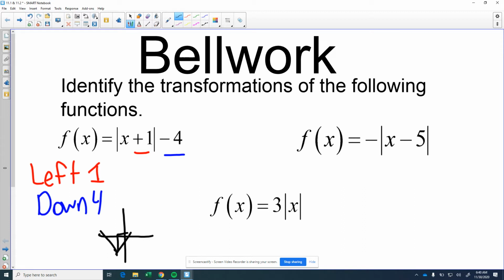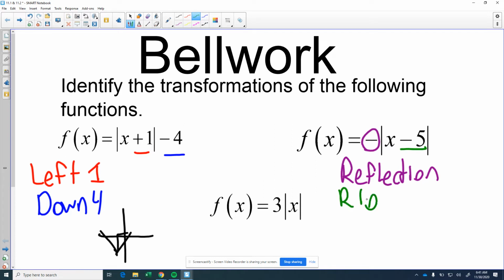Then we had problems like the second one, where we have a negative, which caused a reflection. On top of that, the -5 on the inside, pretty similar to the first one, would cause it to go right 5 units. Once again, thinking about that graphically, not saying this is the exact right graph, I'd go right 5, and then I would be flipped upside down to look something like that. So we were using these to help us graph this.